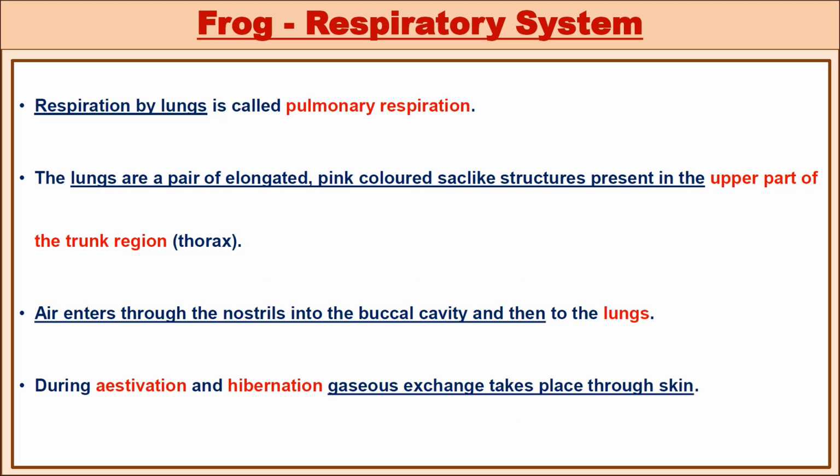Respiration by lungs is called pulmonary respiration. Lungs are a pair of elongated pink colored sac-like structures that are present in the upper part of the body, in the trunk region, which we call the thoracic region. Air enters through the nostrils into the buccal cavity, then it enters the lungs through the pharynx. During estivation and hibernation, the gaseous exchange takes place only through the skin.